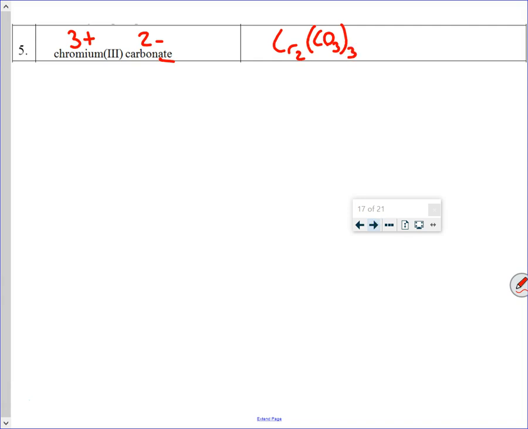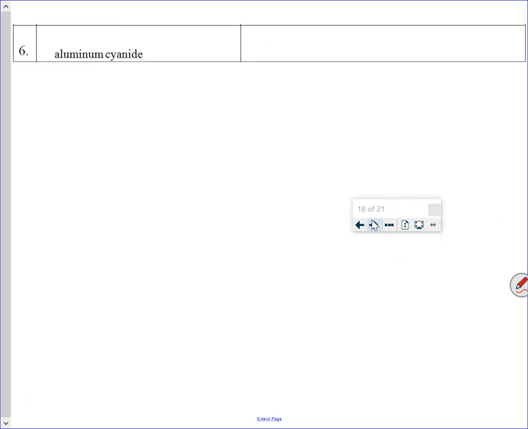Okay, so once again, carbonate's a polyatomic ion. I need to enclose that within the parentheses, and then the tiny little 3 on the outside of that is telling me that I've got 3 carbonates. Number 6, aluminum cyanide. We look up aluminum on our periodic table, and we should find that it is a 3 positive charge.